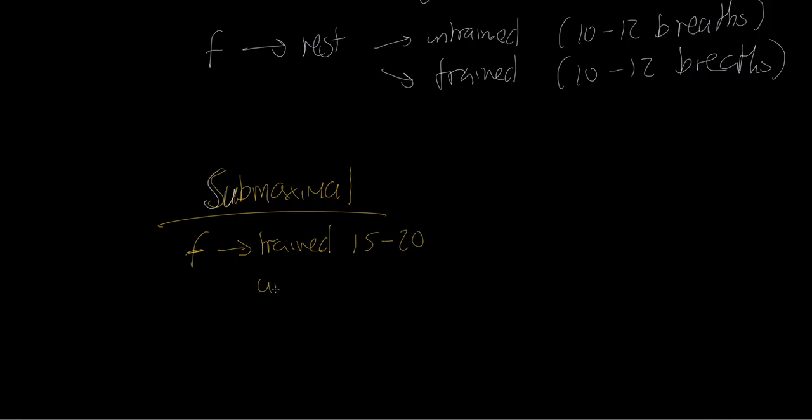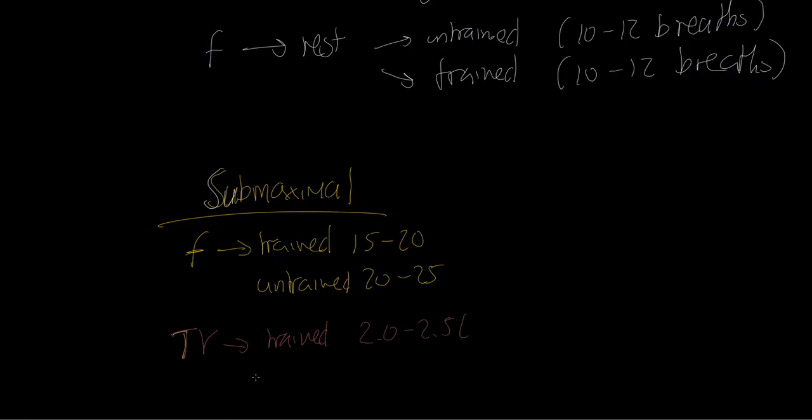But our untrained would go higher. It would go 20 to 25. Now, why is that the case? And it's for this reason. Because if we now look at tidal volume, if we look at trained, we would expect that to be in the region of 2 to 2.5 litres.